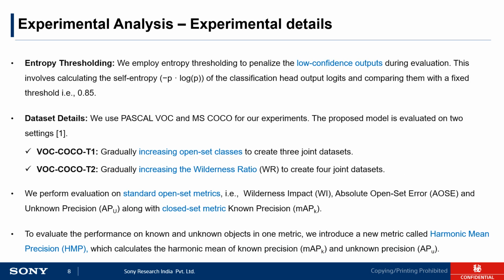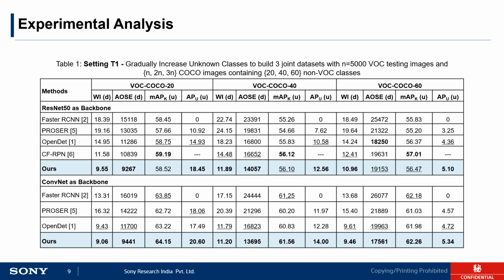This shows some experimental analysis details. In this research work, we also employ the entropy thresholding evaluation technique to penalize the low confidence outputs. For training and testing purposes, we use Pascal VOC and MS-COCO datasets in open set evaluation settings. We perform evaluation on standard open set metrics as well as closed set metrics. We also introduce a new metric called harmonic mean precision to evaluate performance on known and unknown objects in one metric.